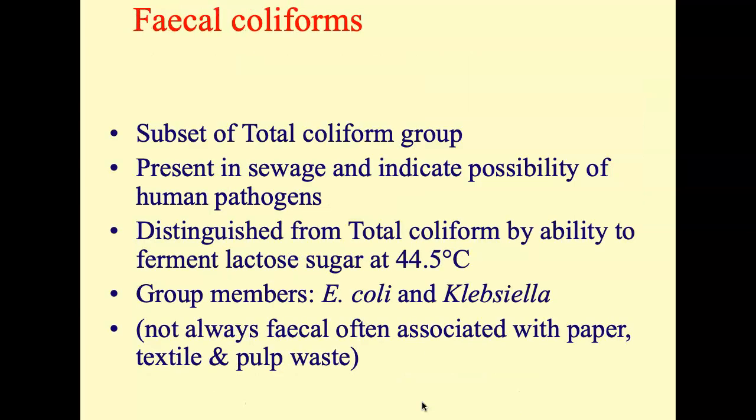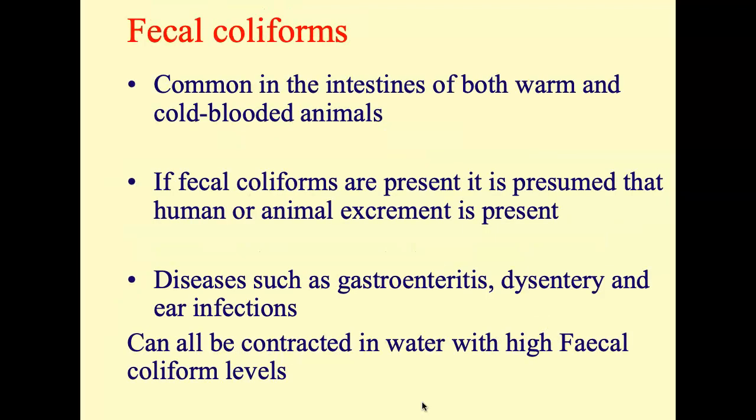Fecal coliforms are a subset of total coliforms. They are present in sewage and they indicate the possibility of human pathogens. They are distinguished from total coliform by the ability to ferment lactose sugar at 44.5 degrees Celsius, and their groups include E. coli and Klebsiella, as I indicated earlier on.